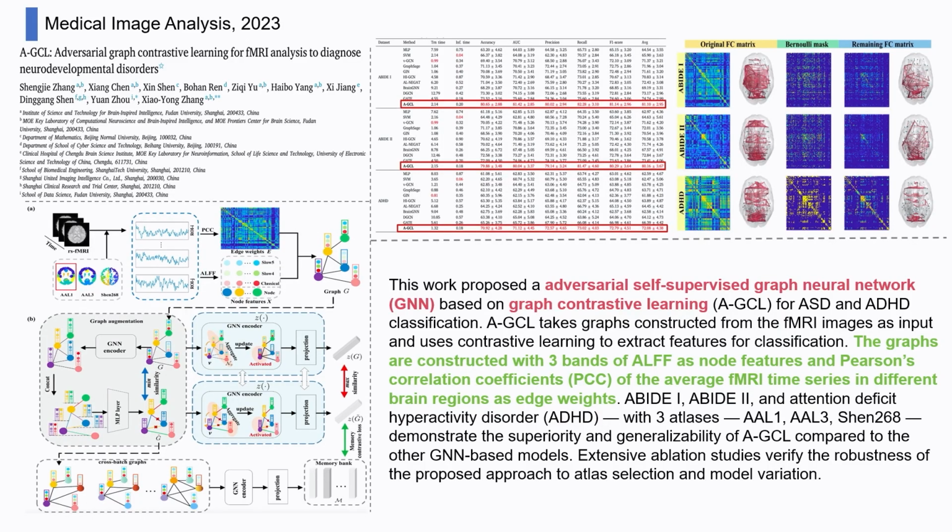And this is another one using graph contrastive learning for ASD and ADHD classification. Here we could see that it uses AAL1, AAL3, and Shen 267. They tried three different atlases, using self-supervised GNN and graph contrastive learning. They compared several atlases, and the results showed that these three atlases demonstrated superiority for the classification of child autism.